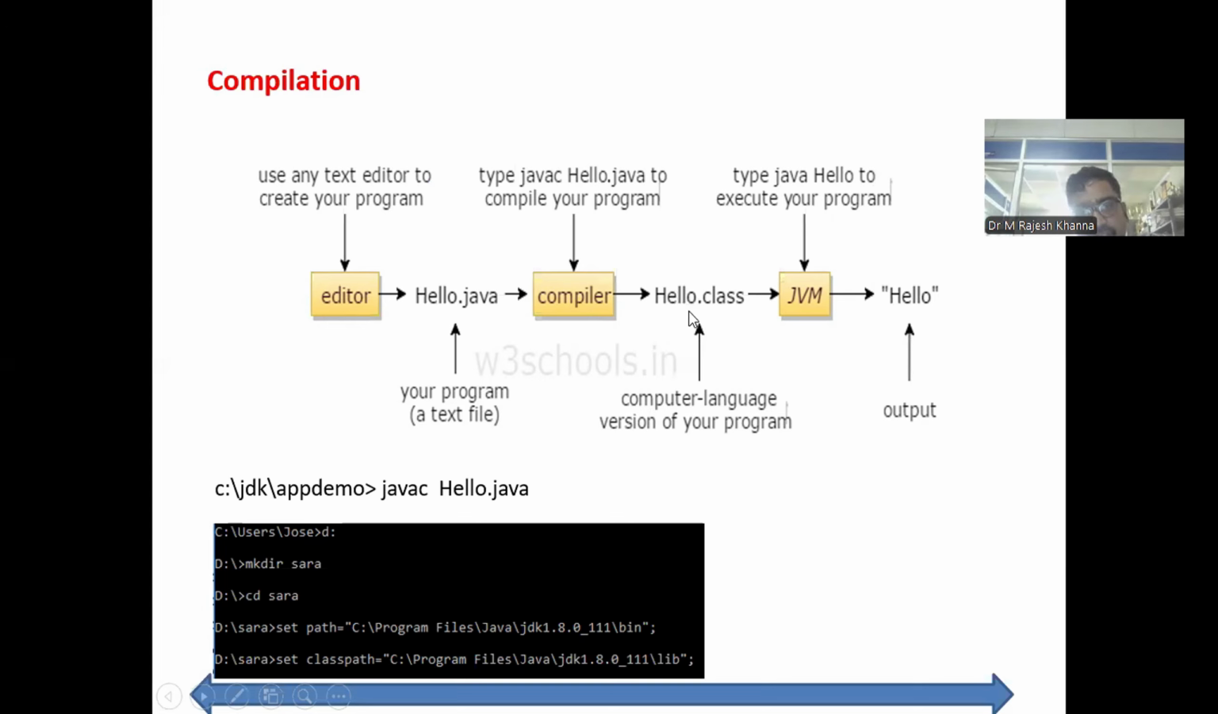It is a computer language version of your program. So if you open this, it will be in a different format, but it is actually the computer language version of the program. They call it bytecode, and with the help of this bytecode, I am able to run the program. For that purpose, I need to run the program with the help of the java keyword.